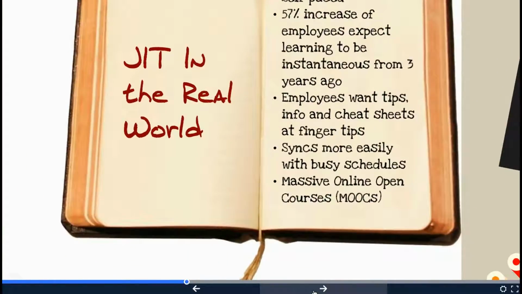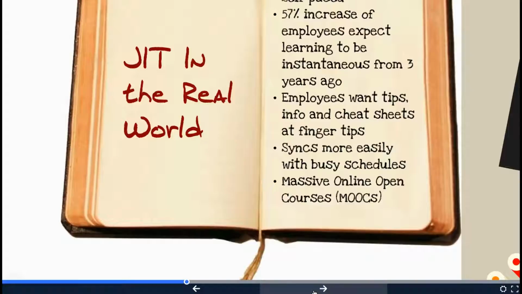In the real world, just-in-time is self-paced. A lot of companies have seen an increase of 57% of employees expecting learning to be instantaneous as opposed to 3 years ago. Employees now want tips, info, and cheat sheets at their fingertips. It syncs more easily with busy schedules, especially in an education world where your role is constantly changing.